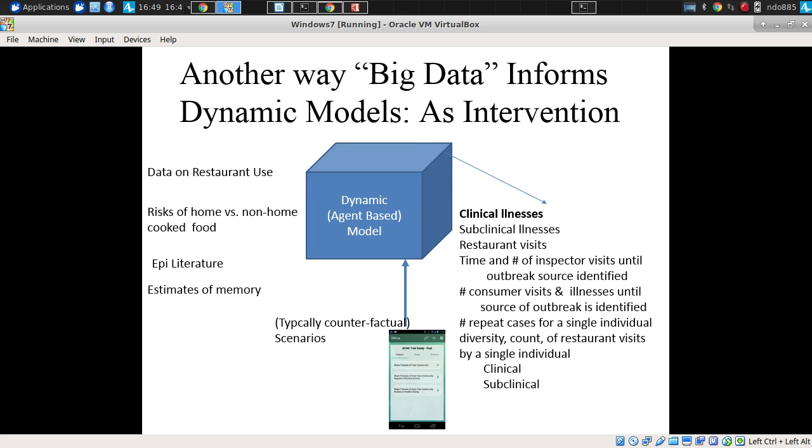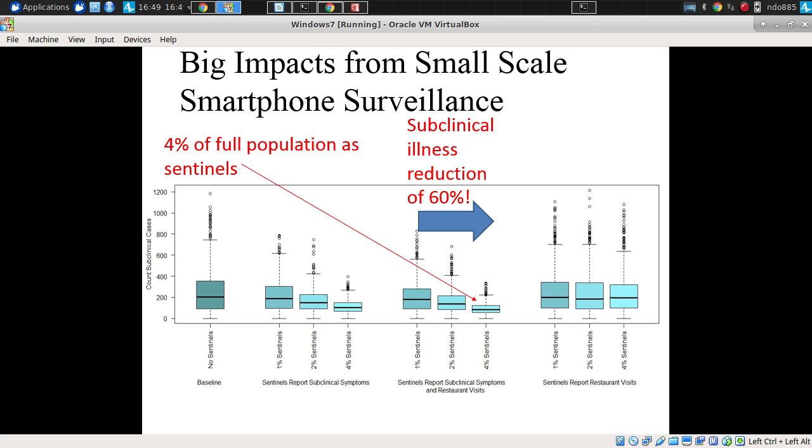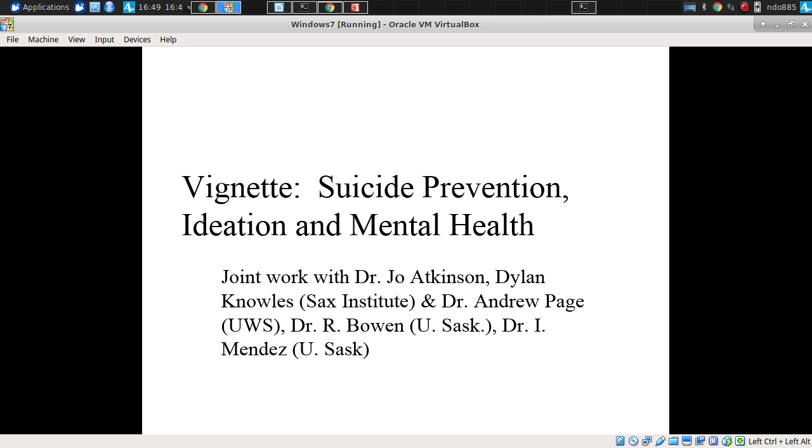So here we were using a similar design as an intervention. We used a simulation model to evaluate what would the gain be from an intervention like this in terms of slowing down the spread of illness, in terms of allowing us to zero in on locations compared with traditional techniques.